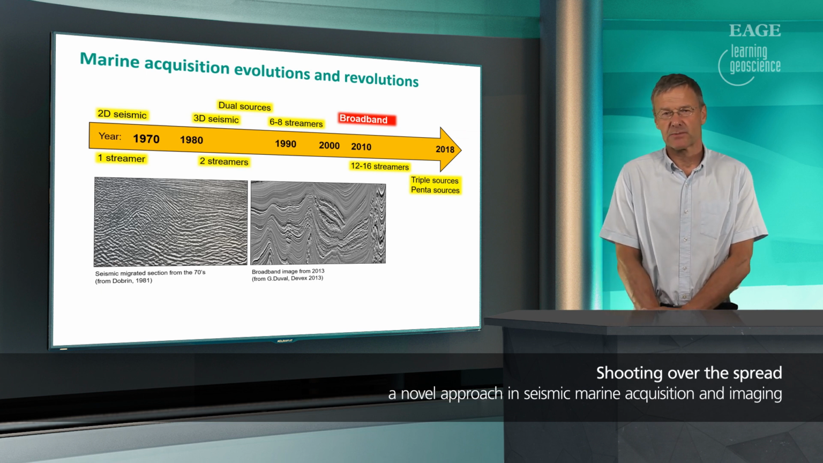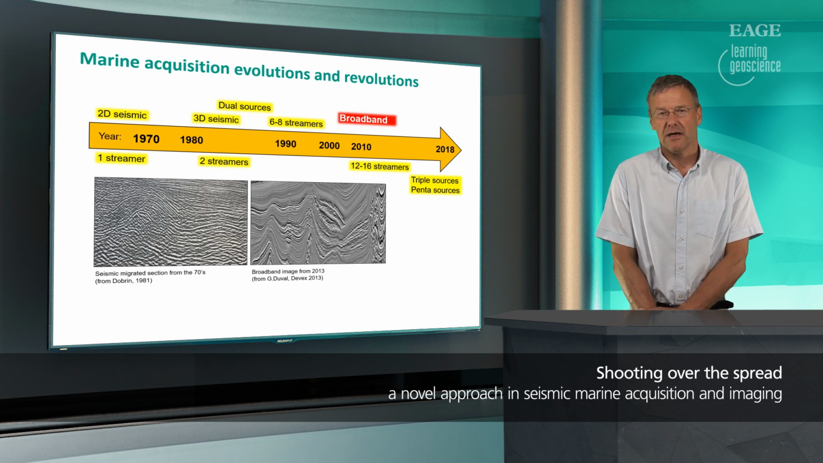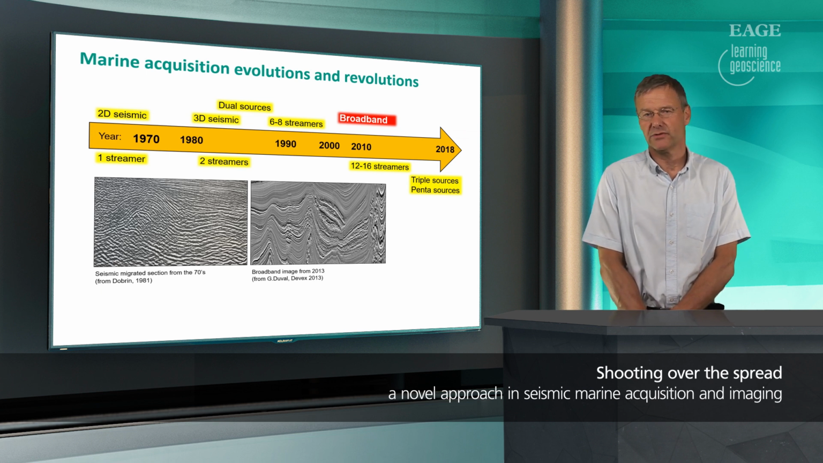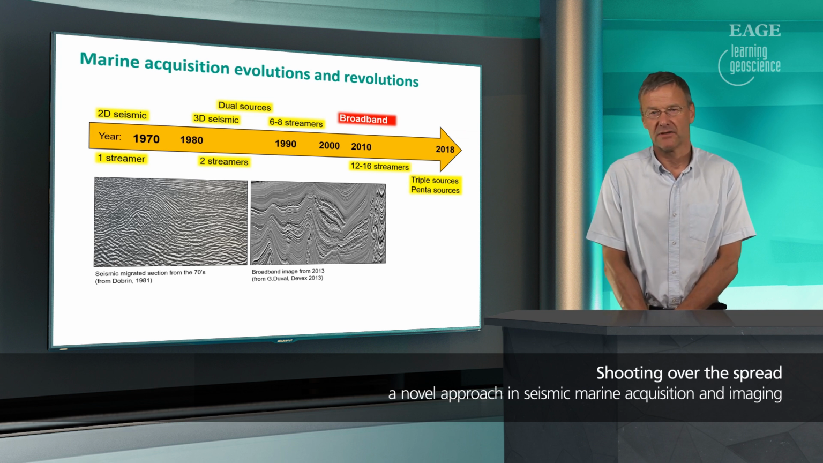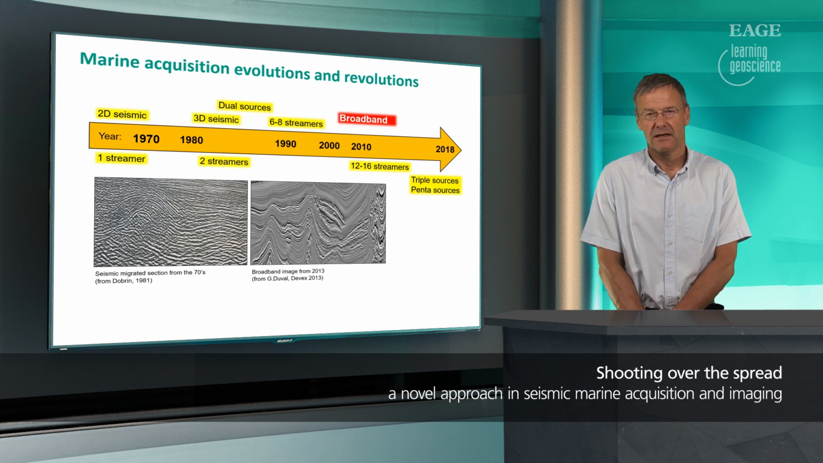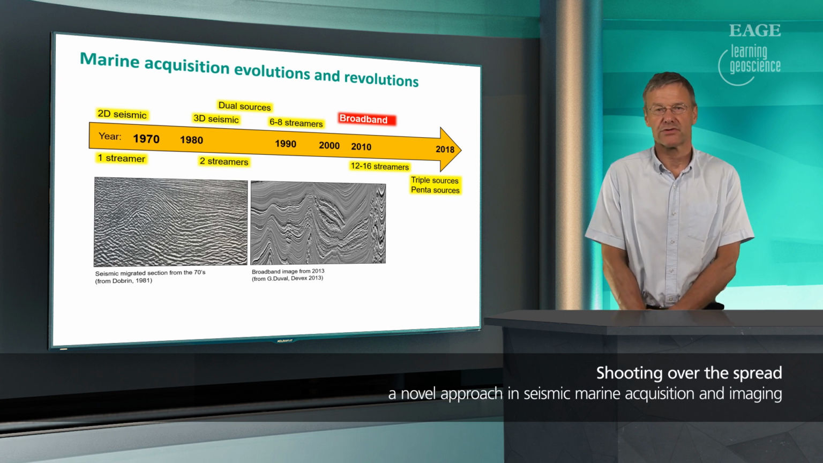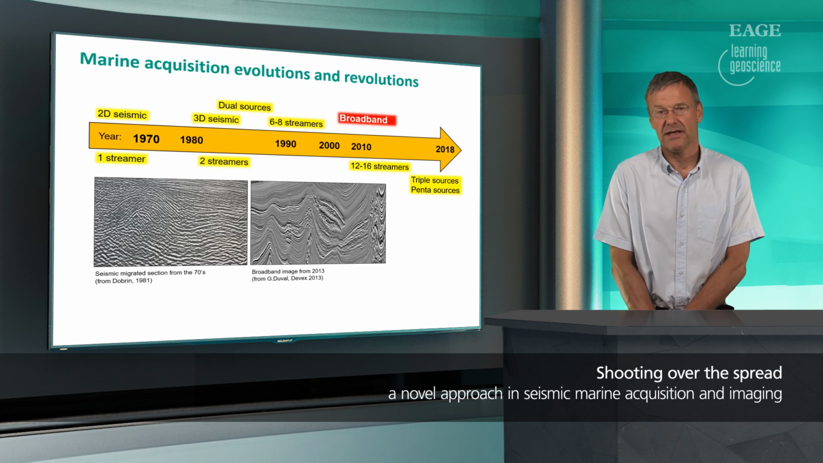And then as the years progressed, as you can see here from that orange arrow, we went to more and more streamers, from 1 streamer to 2 streamers in the 80s, up to the 12, 16 and even 20 streamers we have today. Also the number of sources were increased from 1 source to 2 sources to up to 3 or even 5 sources today.